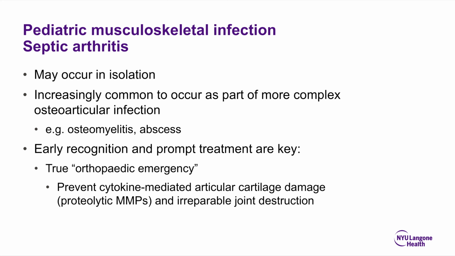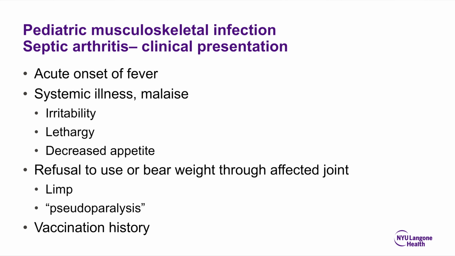Early recognition and prompt treatment are key for good outcomes for septic arthritis. This is one of the true orthopedic emergencies, and this is because we would like to prevent the cytokine-mediated articular cartilage damage done by the proteolytic MMPs and then the resultant irreparable joint destruction leading to end-stage arthritis. A child who has septic arthritis presents clinically probably with the acute onset of fever.